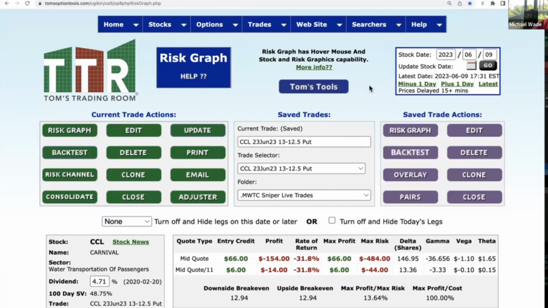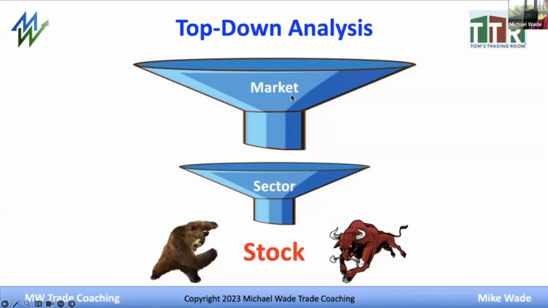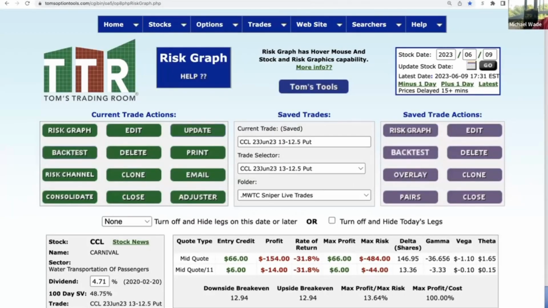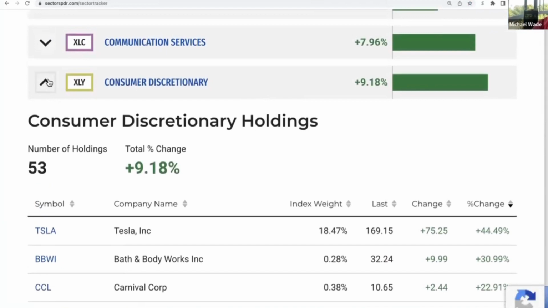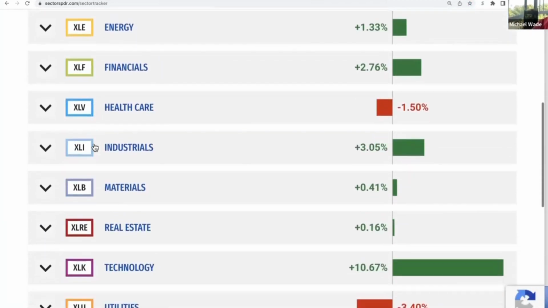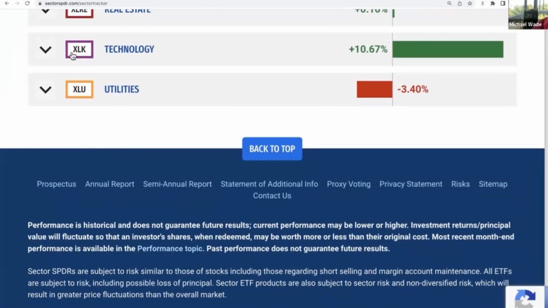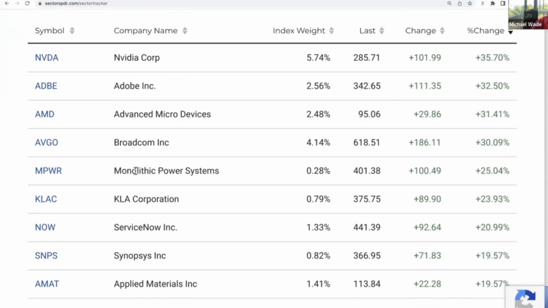Okay, now where I was just now, again, let me take you back to where I was starting. We want to look at the tech sector. The Qs are the hottest sector. Tech is the hottest. Let's see what the hottest stock is in tech. So then I can go back to the sector tracker here in this free site called sectorspider.com. Go to tech, and we can see what the hottest stocks are on the tech list.